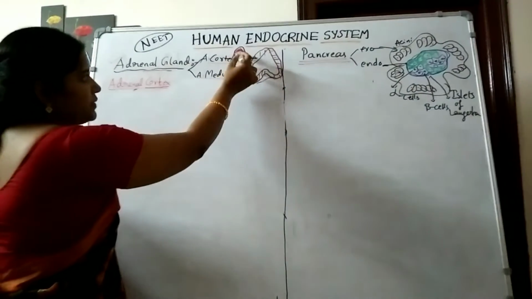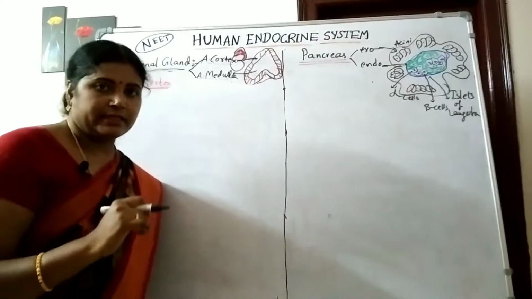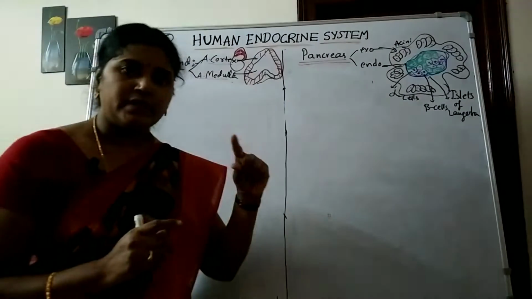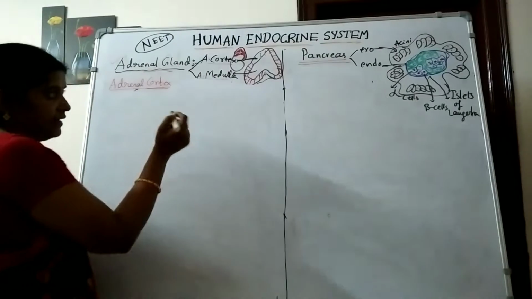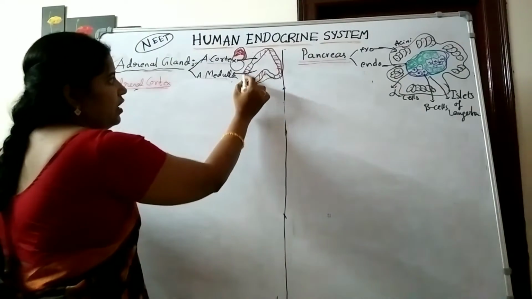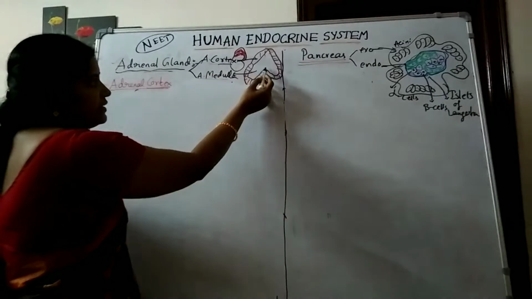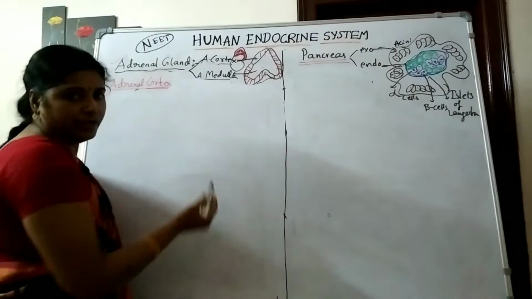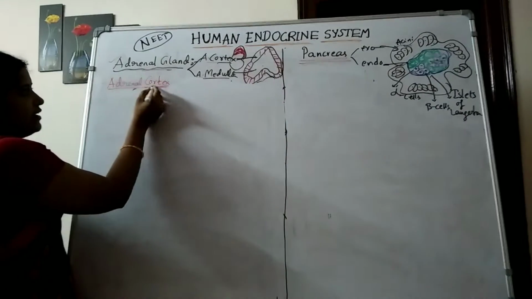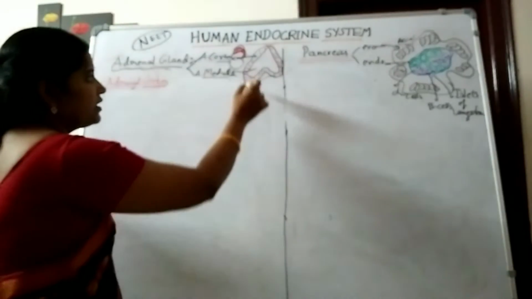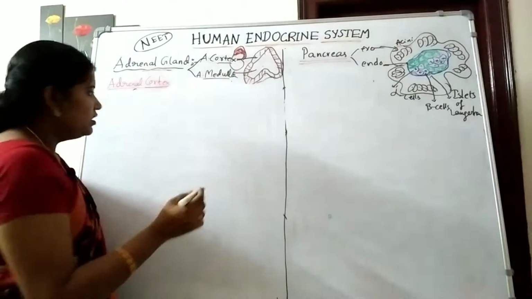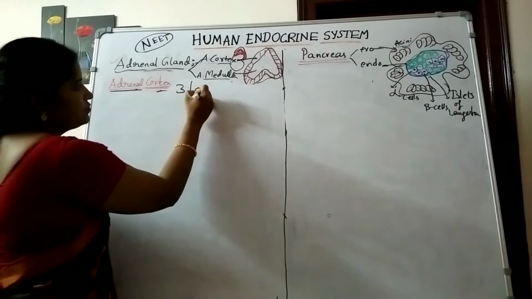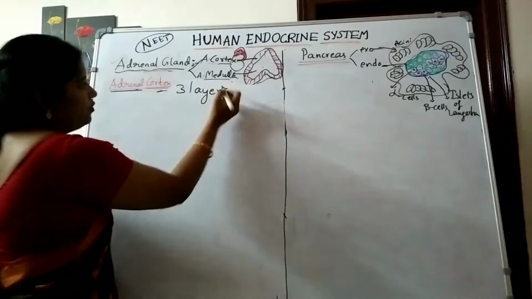The adrenal gland is present on the upper surface of the kidney. That's why adrenal glands are also known as suprarenal glands. This adrenal gland is divided into two portions. The outer portion is known as the cortex, and the centrally located portion is known as the medulla. First we will see the adrenal cortex, the outer portion. The adrenal cortex again has three layers. What are the three layers?